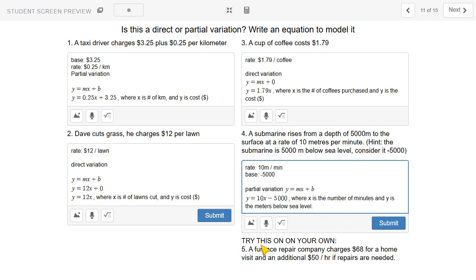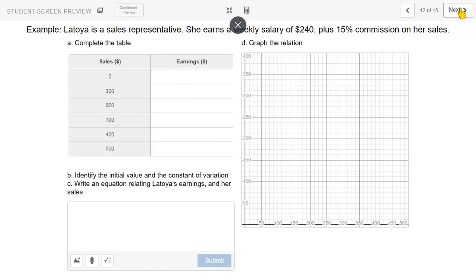Now try this on your own. We have a furnace repair company that charges $68 for a home visit and an additional $50 per hour if repairs are needed. These are some questions for you to try on your own. These are not examples, but rather homework.